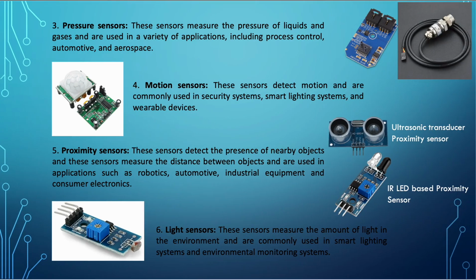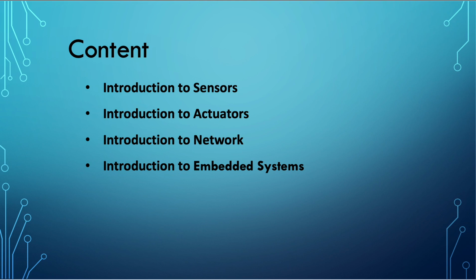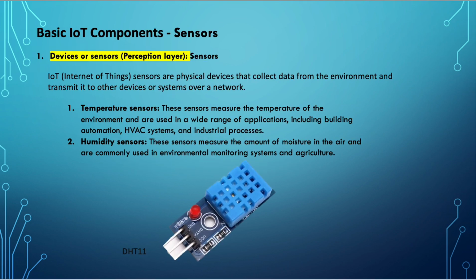Then we started to talk about each component one by one, taking an introduction to each component. We are trying to understand what is there on the perception layer when building an IoT device. So among the basic IoT components, we are talking about sensors.